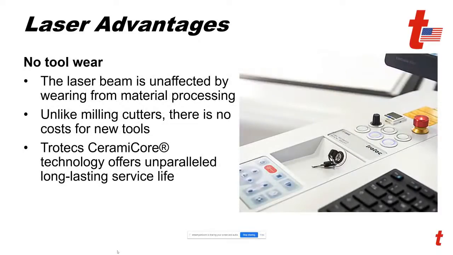And again, no wear. You know, mechanical tools tend to wear. Mills, cutters, scissors, everything like that is going to wear out over time. They're going to dull. Lasers don't dull. So the beam is unaffected by the wearing of the material and the processing of the material. With the Trotec ceramic core, you're going to get years of unparalleled long-lasting life and service on your laser system.